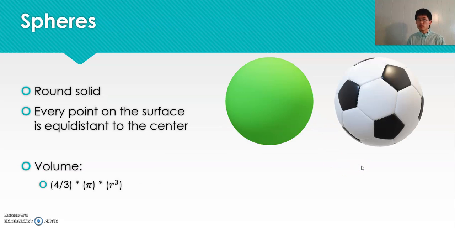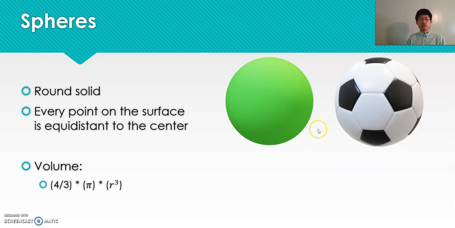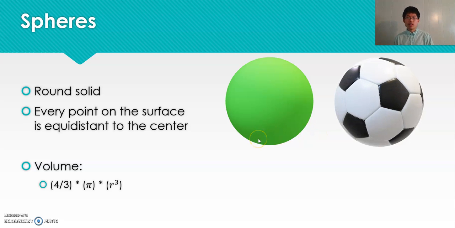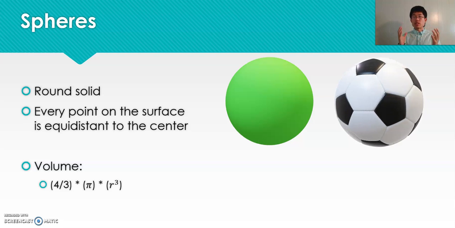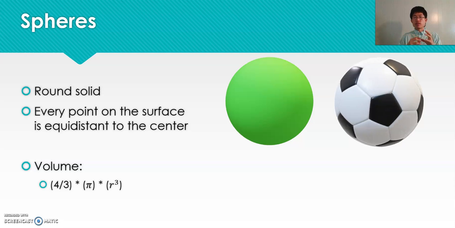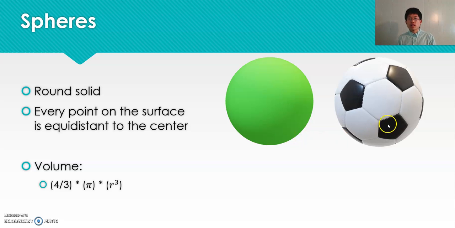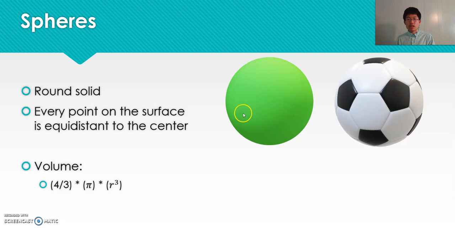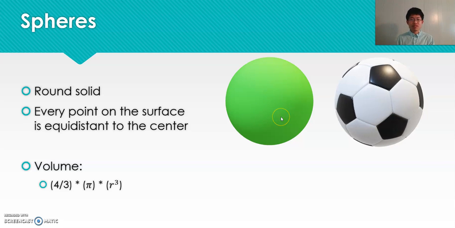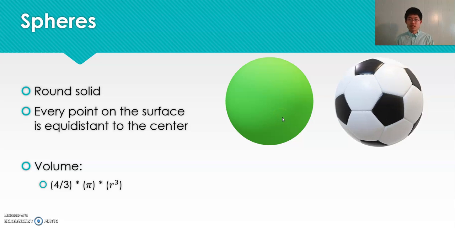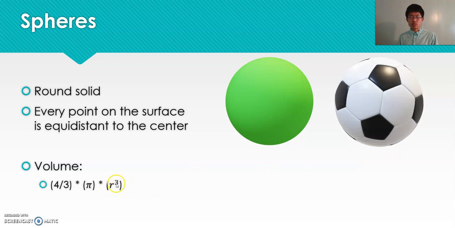And the last solid is spheres. It's a round solid. Every point on the surface is equidistant to the center. That means the point on the surface, like think of the outsides, is equidistant. That means same distance to the center of the sphere, which is going to be inside the sphere. Now I'm rotating this soccer ball, because just rotating this sphere is not going to be helpful visually. So anyway, the volume is 4/3 times pi times the radius cubed.